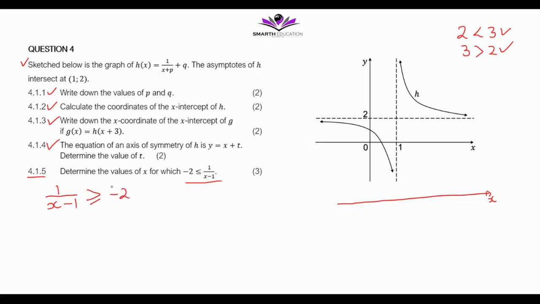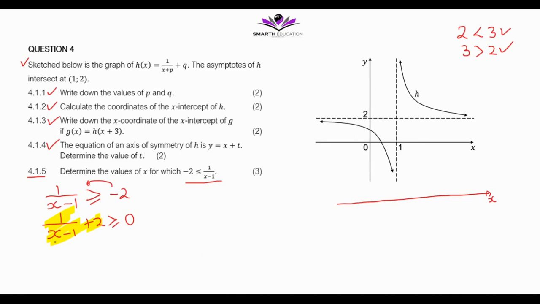Then we can bring the negative 2 to this side. So it becomes 1 over x minus 1 plus 2 is greater than or equal to 0. So we want where this function is greater than or equal to 0. So what do we have to do? We have to get the critical values.